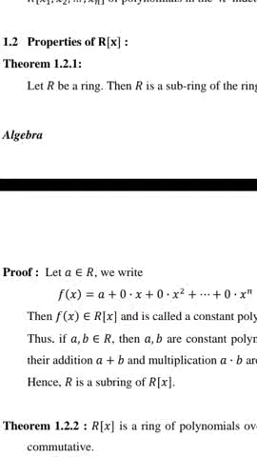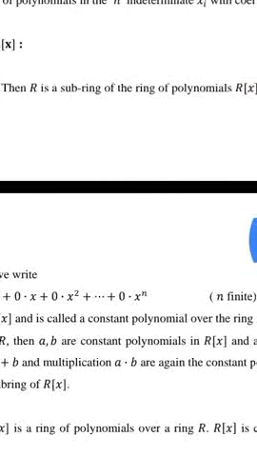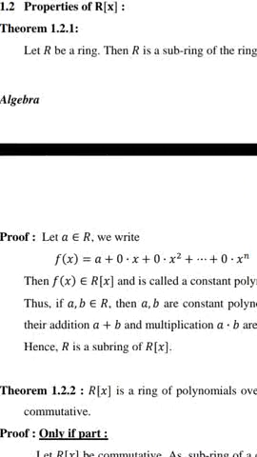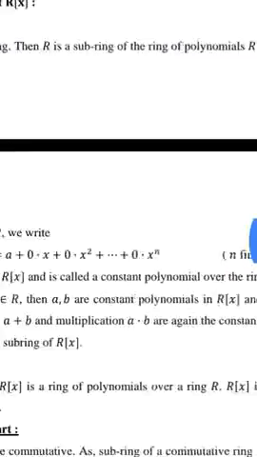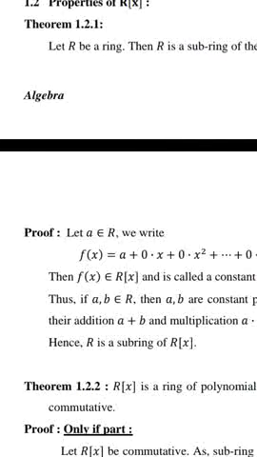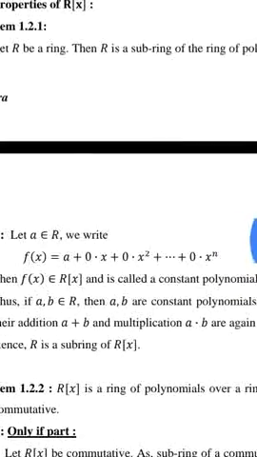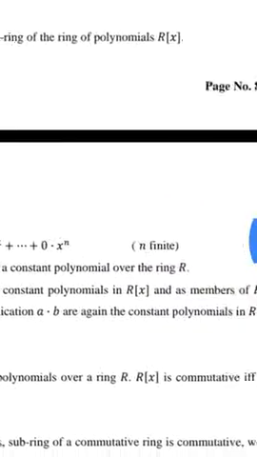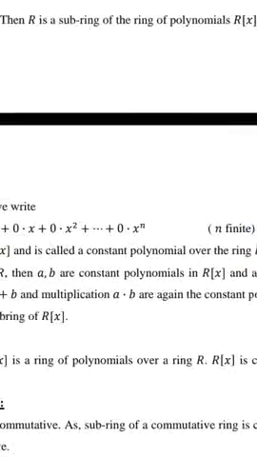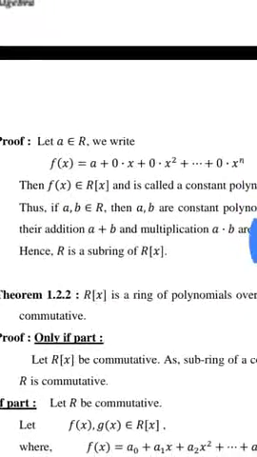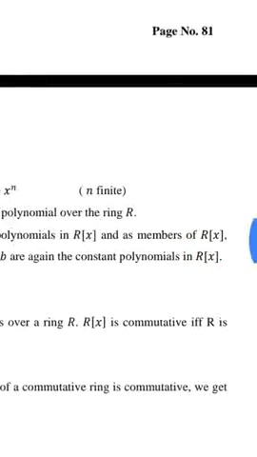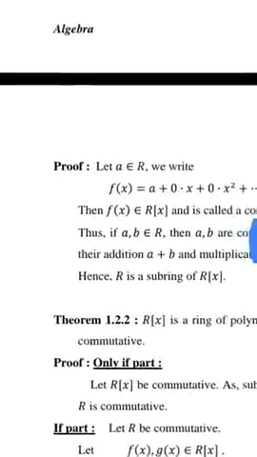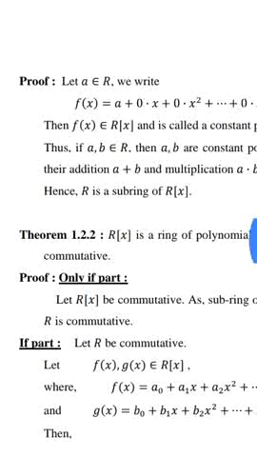Let a belong to R. We write f(x) = a + 0x + 0x² + ... + 0xⁿ, where n is finite. Then f(x) belongs to R[x] and is called a constant polynomial over the ring R. Thus, if a, b belong to R, then a, b are constant polynomials in R[x] and members of R[x]. Their addition a + b and multiplication a·b are again constant polynomials in R[x], hence R is a subring of R[x].